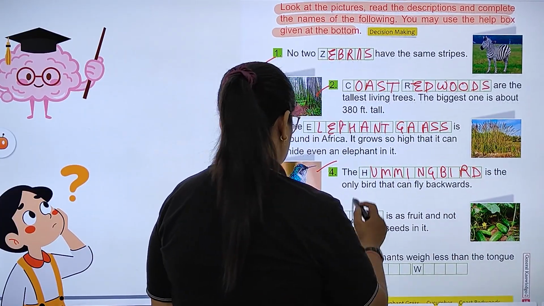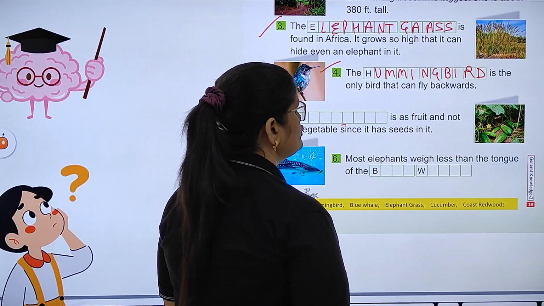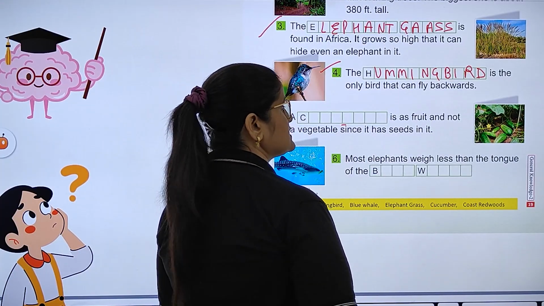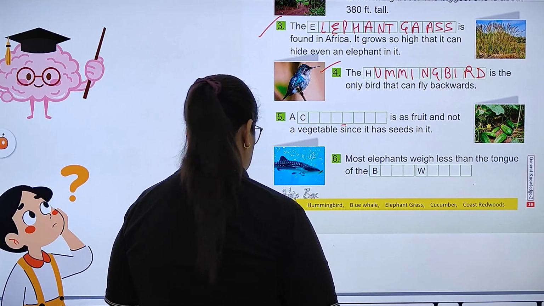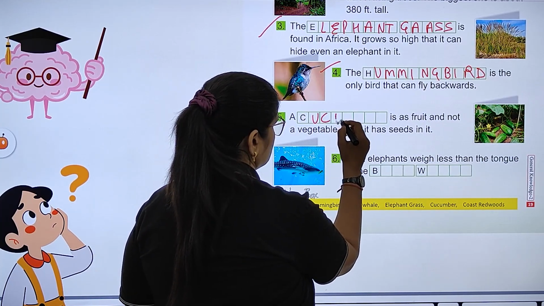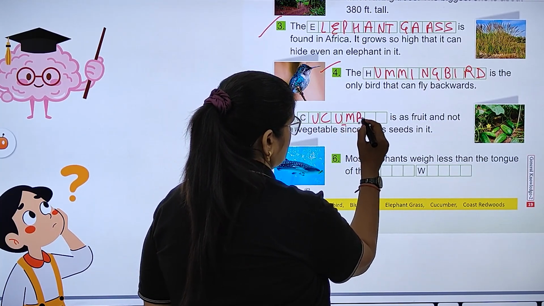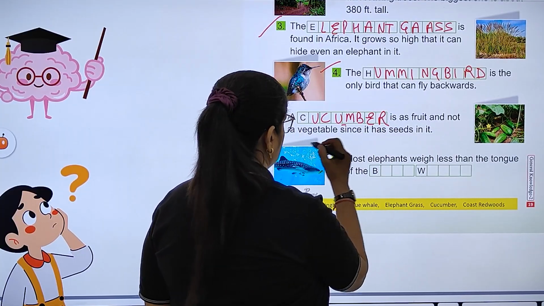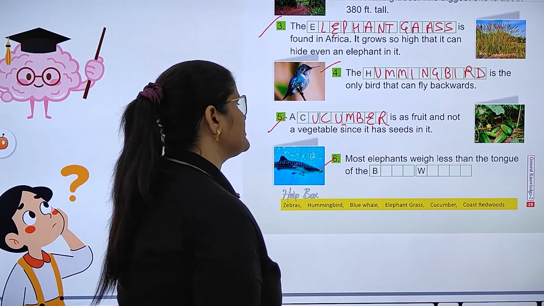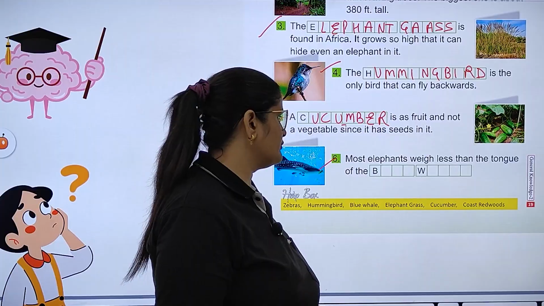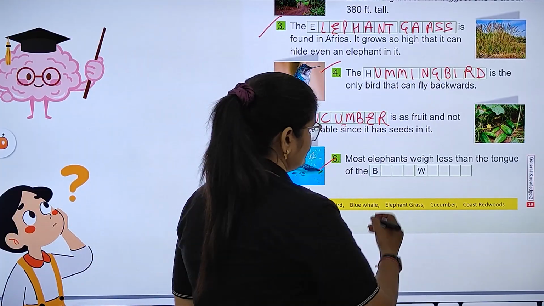Number 5. A dash is a fruit and not a vegetable since it has seeds in it. Cucumber. Six. Most elephants weigh less than the tongue of the blue whale.